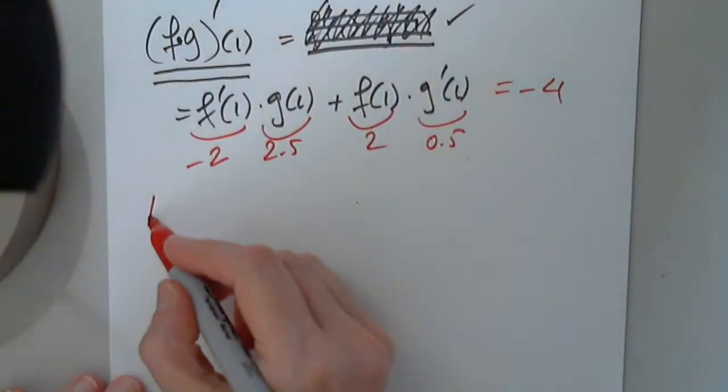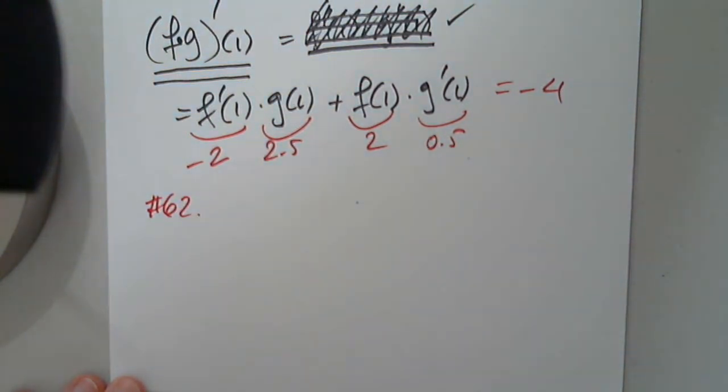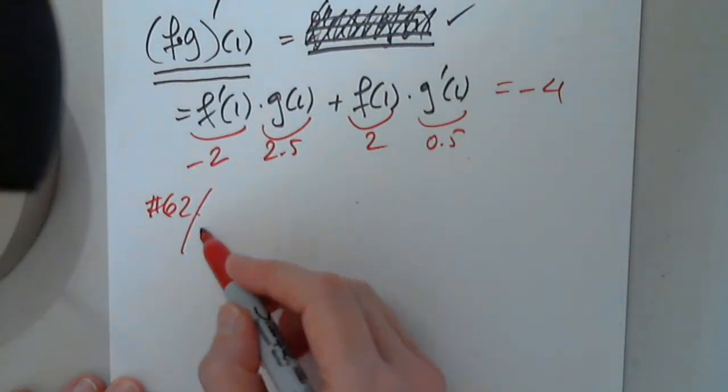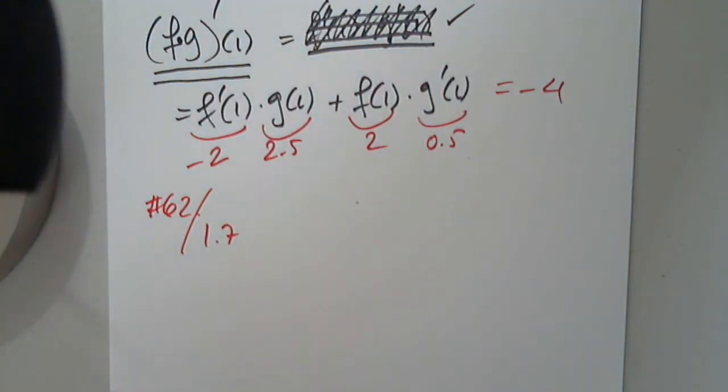So we said 62. Again, it says in 1.7. Okay. 62, 1.7. That is on page 172.